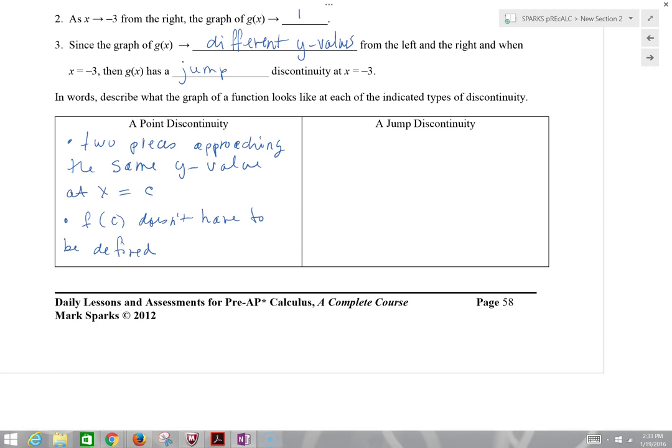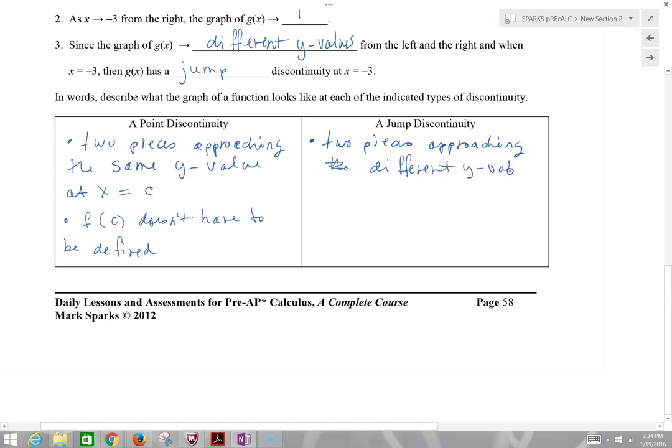Jump discontinuity: two pieces approaching different y values. And again, at x equals C. It should look like this one, sorry. And again, f of C may or may not be defined.